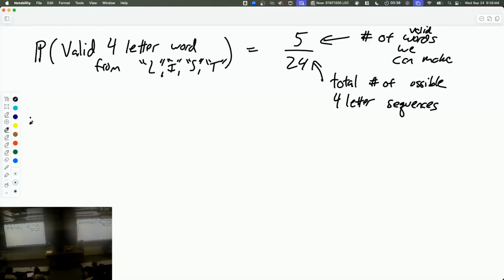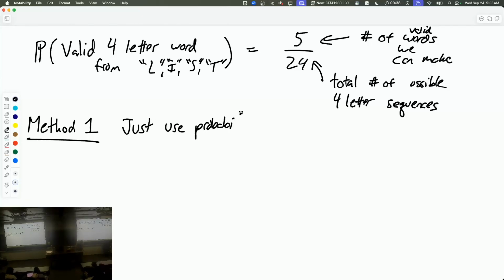And OK, here is method 1. And this is to show you the flexibility of what we showed you already, which is the tree method. Just use probability trees.